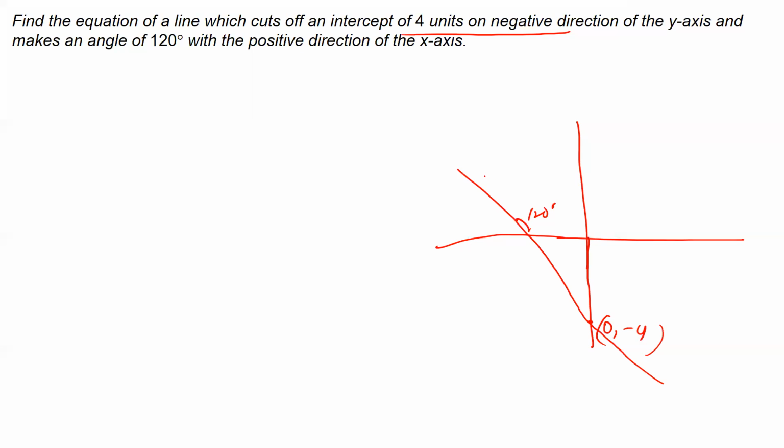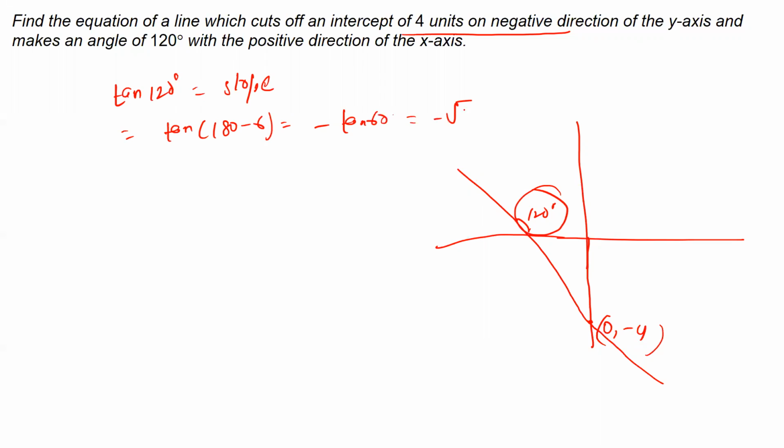So how do we find out the equation of the line? Quite simple. First of all, you are already given the inclination of the line. So given the inclination, we know that the slope is actually tan theta, which is tan 120 degrees. So you can quickly find out the slope, which will be equal to tan (180 minus 60), which is minus tan 60, equal to minus root 3. So this is the slope of the line.